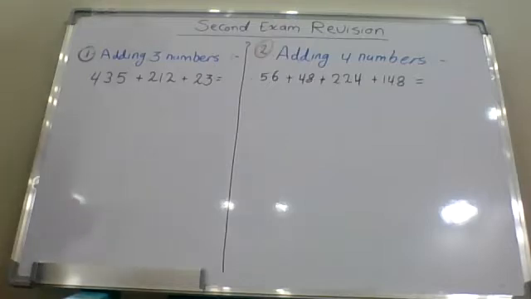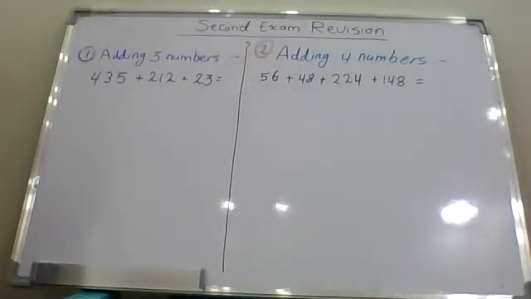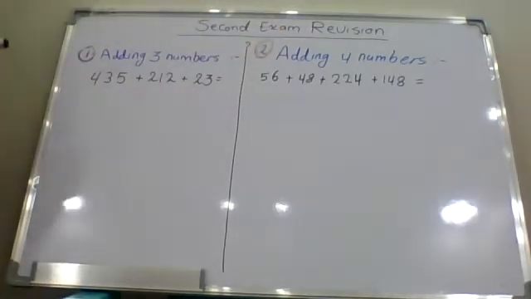The first thing that we need to remember and revise is adding 3 and 4 numbers. Okay, so it was adding 3 and 4 numbers. We will do one example for each one of them. After that we will go to the next subject.